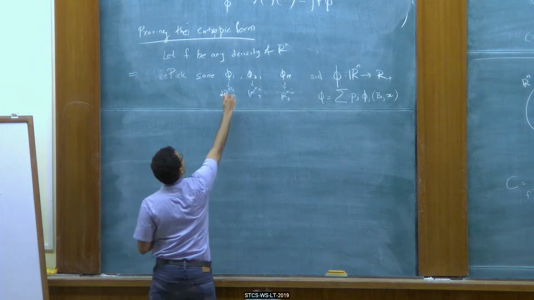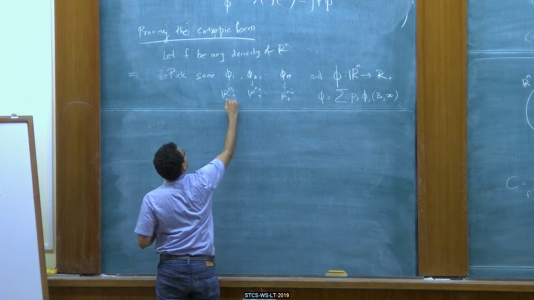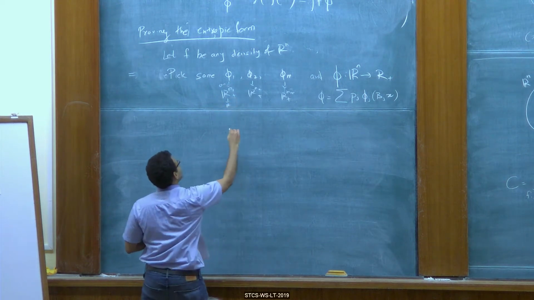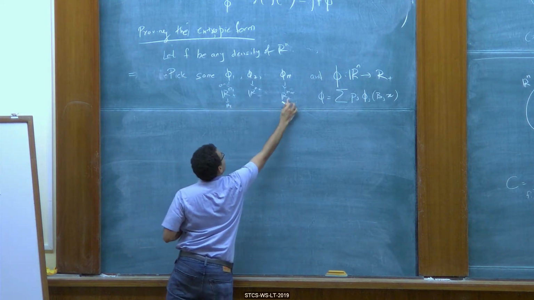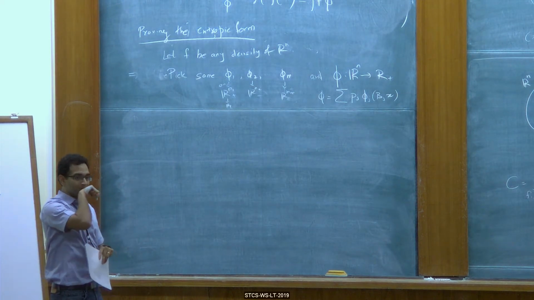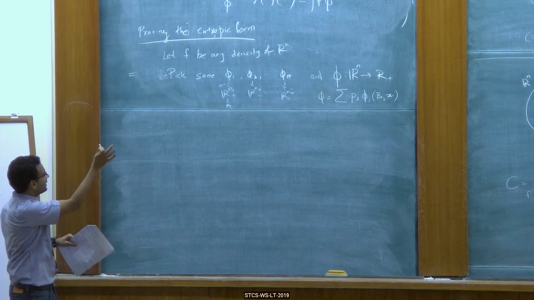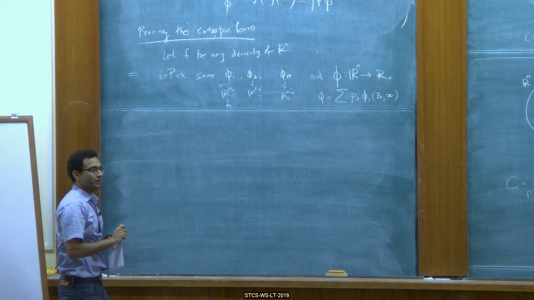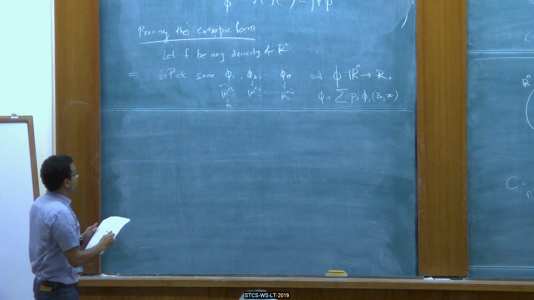Yes, they are the domains. So this is defined on Rn to R plus. The range is R plus, the domain is Rn. Okay.